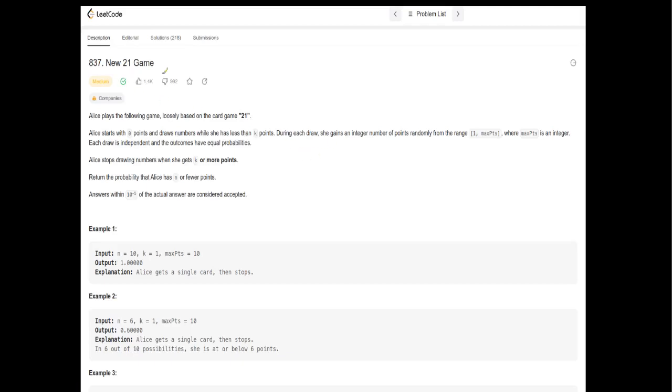Hi, this is the LeetCode question New 21 Game. For this question, first of all we'll do a big O of n square solution that will lead to TLE. Then after that we will do a big O of n solution. Let's start with this one.